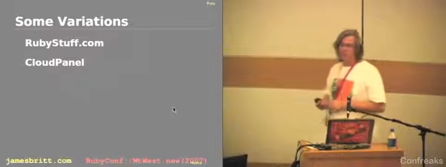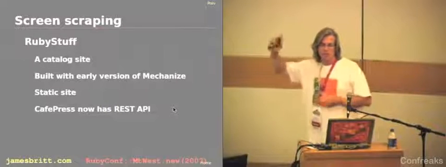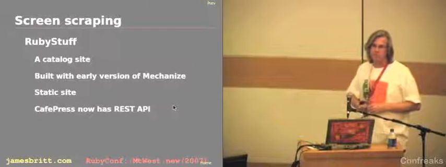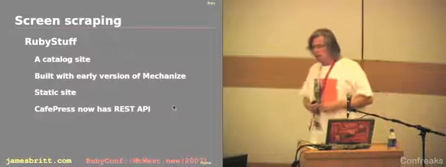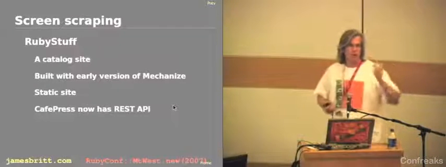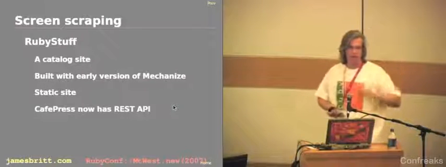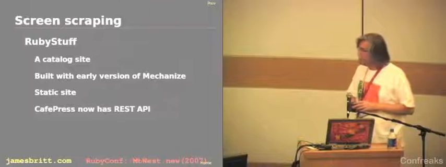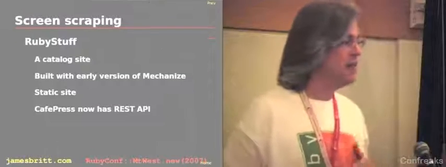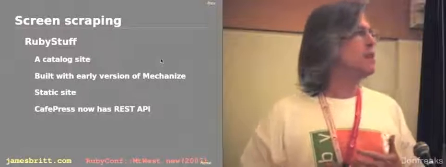Some variations on this, which I'm actually not going to go into too much detail on. RubyStuff is just a front end to a bunch of CafePress T-shirts. There was a bunch of screen scraping going on there, where I would just fetch the web pages for each of the different shops that make up this thing. And it's built with an early version of Mechanize, but basically it's a static site. I mean, I only have to build the site once and then regenerate it when the time comes that I add new content.